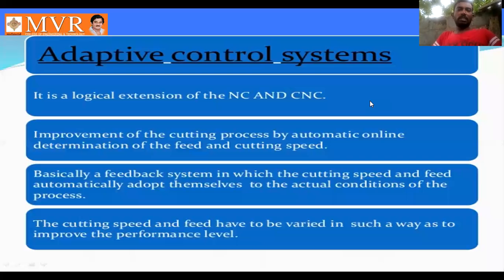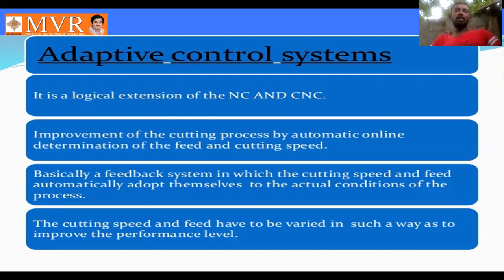Next we can see adaptive control. The first topic was DNC, direct numerical control. Based on the computer, we can control the number of operations and the number of machineries. That's why we call it DNC, direct numerical control.